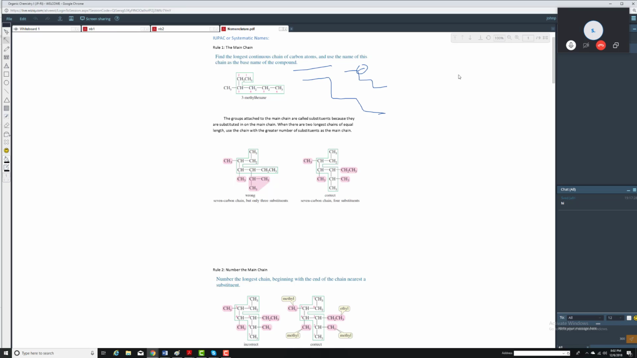So you have to look for the longest continuous chain of carbon atoms. Continuous means that with your pencil you can go from one end to the other without repeating or removing your pencil. Find the chain containing more carbon atoms. In this case it has 6 carbons, the other has 5, so I'm going to take the longest one. Now how are we going to give the name? Your main chain name is going to be hexane. Why hexane? Because it has 6 carbon atoms.